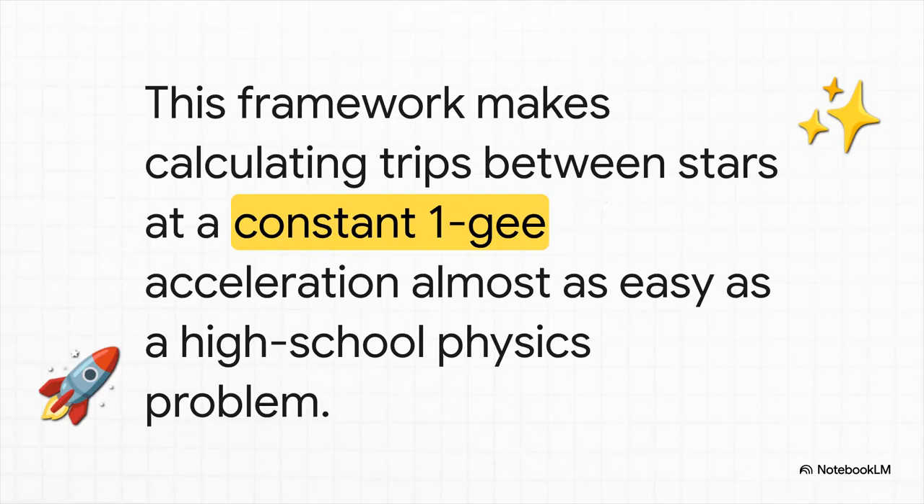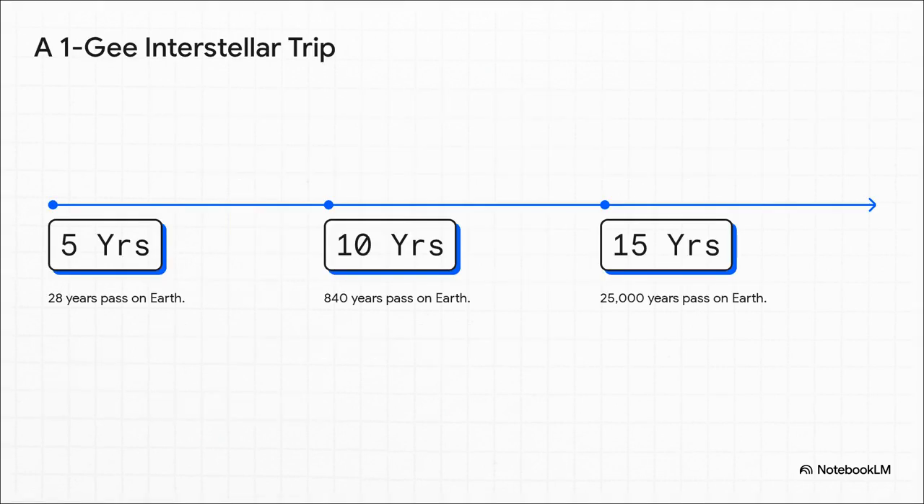Okay, time for some sci-fi that's actually not fiction. Let's imagine we build a spaceship that can accelerate at a constant 1g, a nice, comfortable gravity like we have on Earth. Figuring out that journey with standard relativity is a total headache, but with our Traveler Point toolkit, it's surprisingly simple. And the results are just wild.